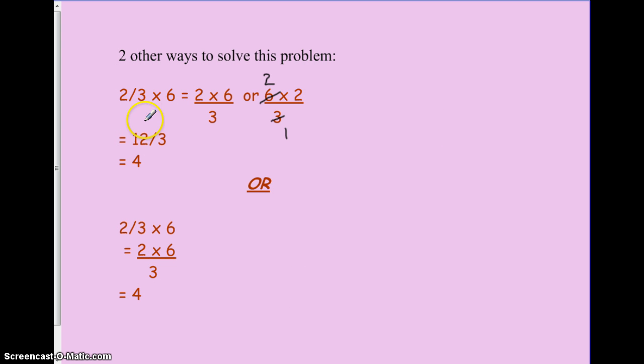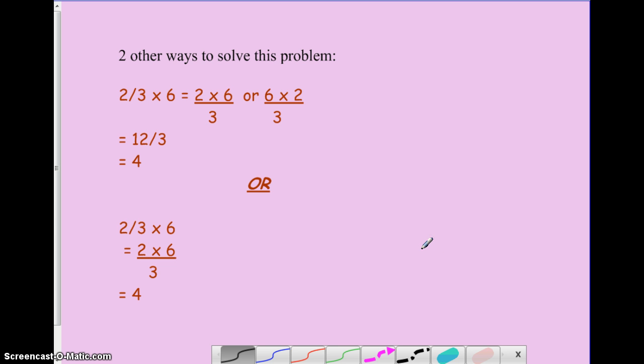So this is going to be fun. 2/3 times 6 is 2 times 6 over 3, or 6 times 2 over 3. And now watch what you can do. Right. So you can look at this. Now this is brand new, so pay attention. If you could find a multiple of the denominator and the numerator, then you can automatically reduce your fraction before you even get to this point.